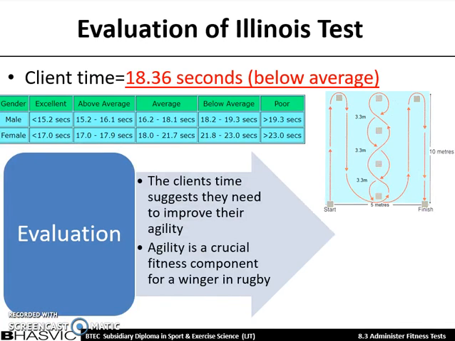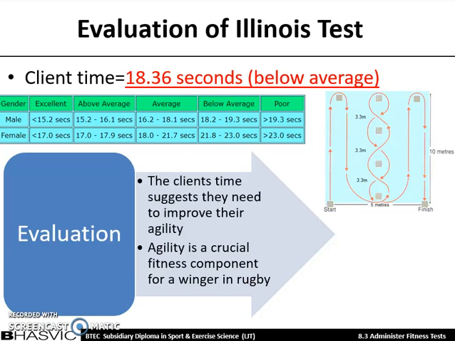Right, so we're now going to move on to evaluation and then strategies for improvement or maintaining for each component of fitness. So for the Illinois agility test, my client got a time of 18.36 seconds, which actually compared to normative data is below average. So you can see here the normative data table, 18.36 is in the below average for male.